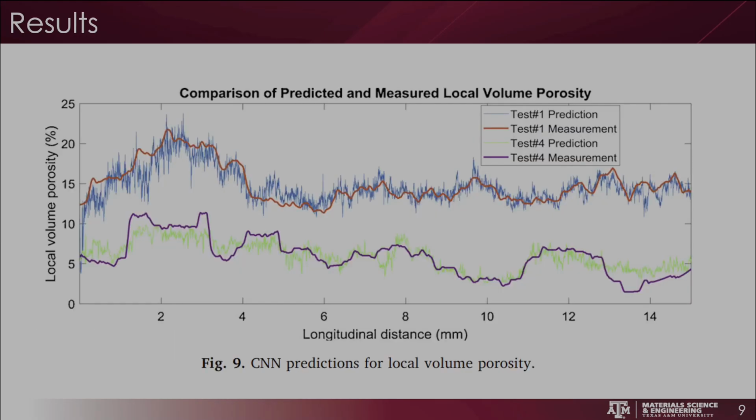Here are the results of the predicted and measured local volume porosity for 2 of the test samples. The blue on the top shows the predicted local volume porosity from the convolutional neural network, while the red line is the actual measured local volume porosity. We can see that the prediction follows the measured very closely, which helps confirm that the model has a high accuracy. For test number 4, the same thing, with the green line being the prediction and the purple line being the measurement.